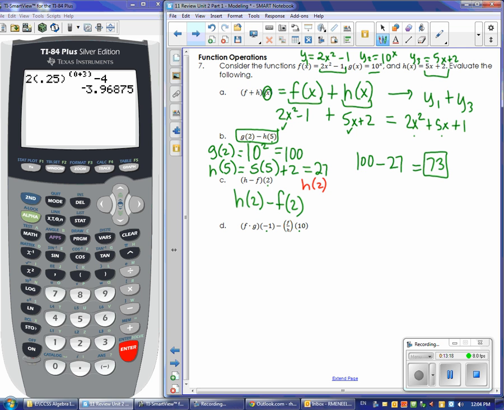H of 2, if I go into my function, is just going to be 5 times 2 plus 2. I'm replacing the x with the 2. Well, 5 times 2 is 10, plus 2, that's going to give me a value of 12.